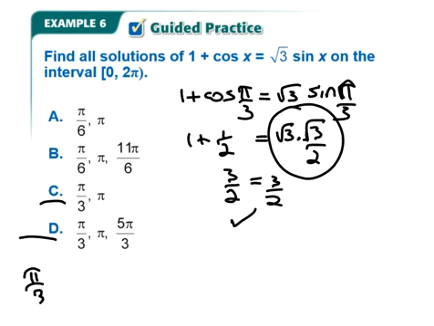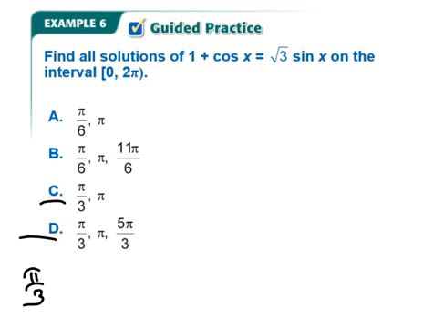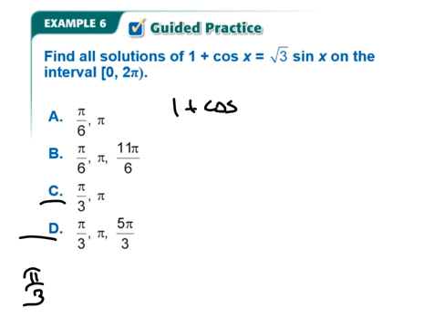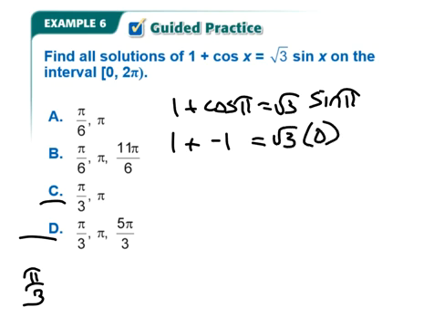Very good. All right. So let's erase that. Now we're going to check pi. So 1 plus cosine at pi equals root 3 times the sine of pi. Well, the cosine at pi is -1, okay? And the sine at pi is 0. Well, 1 plus -1 is 0, and root 3 times 0 is 0. So yay, that one checks as well. So pi is good. So now we've got to figure out if 5 pi over 3 works, because then that'll tell us whether our answer is C or D.